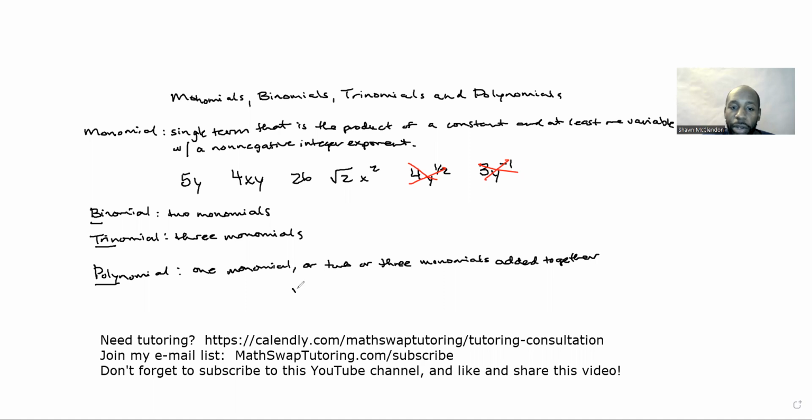So this is a polynomial: y squared minus 5y plus 4. Note that this right here, 1, 2, 3 terms or three monomials, is also a trinomial. Negative 5y plus 1 is a binomial and it's a polynomial. And remember, 3xyz, this is a monomial, but it's also a polynomial.